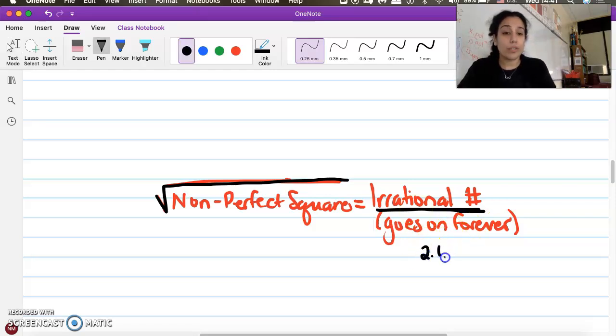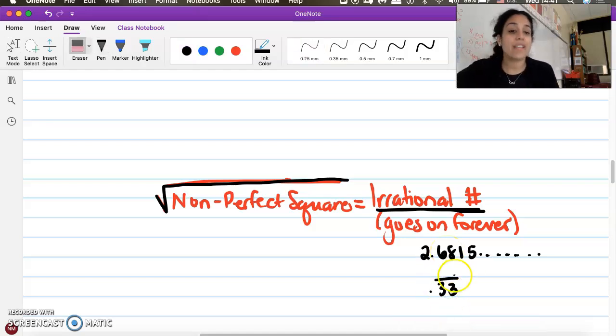So like 2.6815, and there is no pattern to it. So something like 0.333 repeating is not irrational because there's a pattern to it. But numbers like pi are irrational. They go on forever. Okay? And in order to write those numbers down, you have to estimate them.